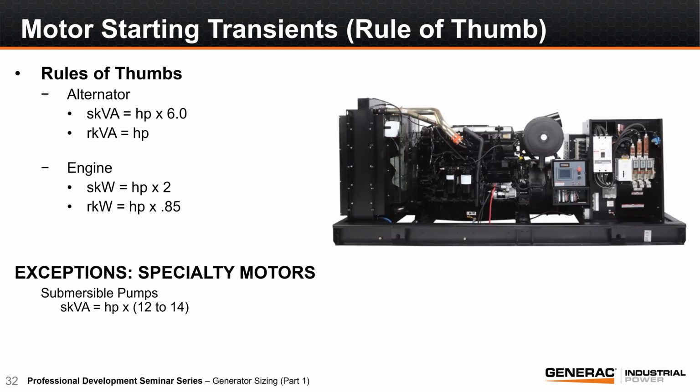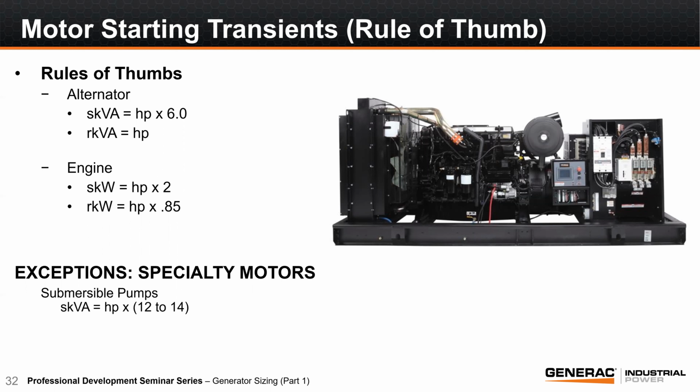Rules of thumb are handy, helping us to double check data quickly. We have seen that in an alternator, starting kVA is relatively equal to about 6 times the horsepower of the motor. And for the engine, starting kW is equal to about 2 times the horsepower of the motor.